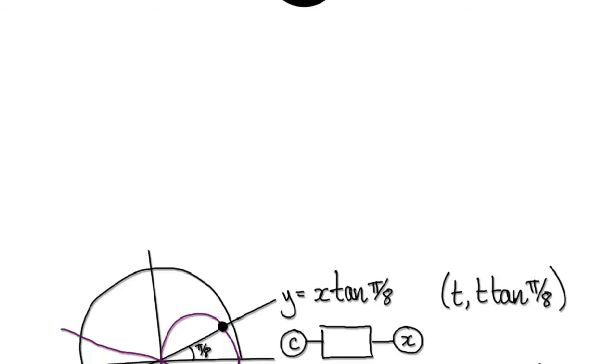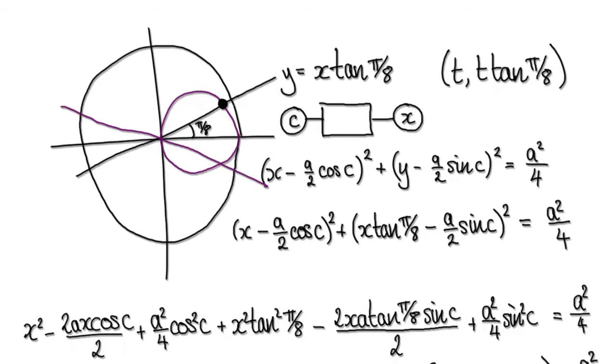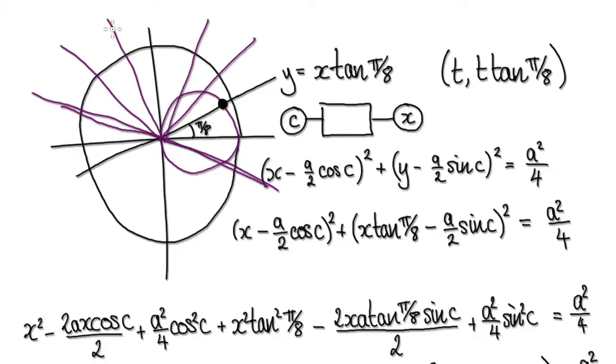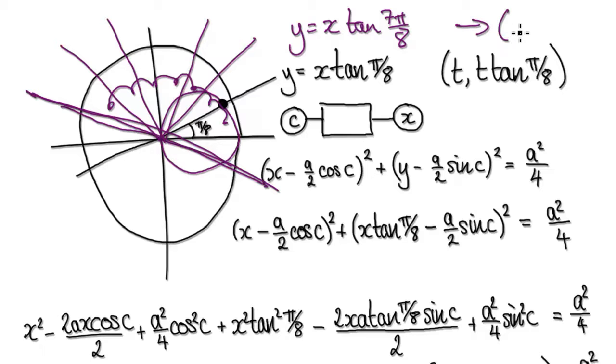So following on from some of the earlier videos, we now need to look at this line here. You've got straight across here and then straight across here. So it will be 1, 2, 3, 4, 5, 6, 7. So the equation of this line here will be y equals x tan 7 pi over 8, or in parametric form it will be t comma t tan 7 pi over 8.